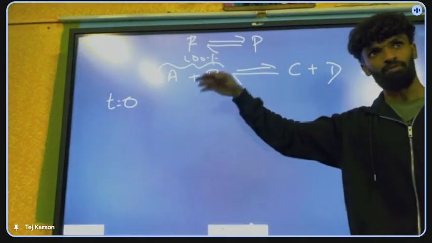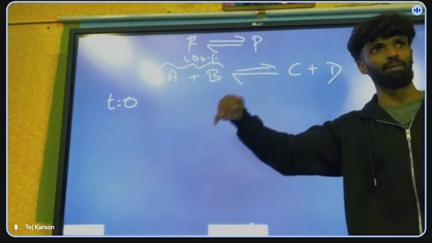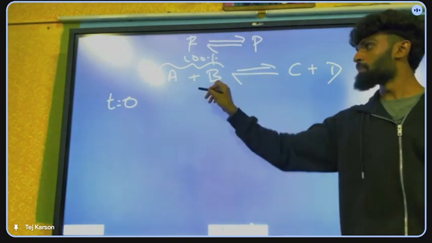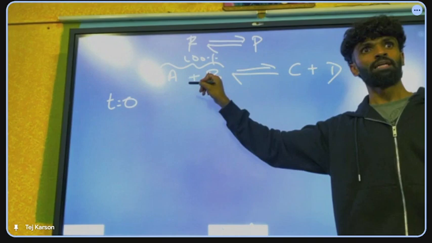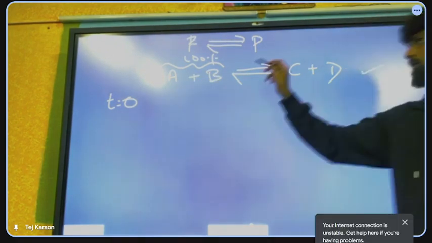Correct? After some point of time, the 100% becomes 90%, 80%. If it becomes 90% left, the 10% got used up to form what? The products. What are the products here? C and D. Am I telling only C, only D, or combined C and D? Combined, C and D. Now, why is that?